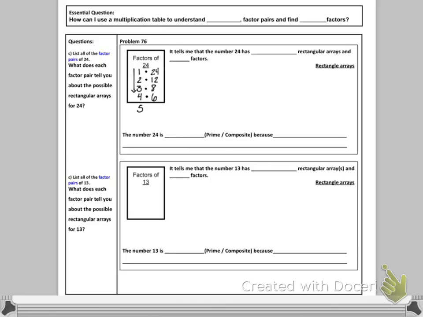After 4 would come 5. If you follow 5 over on your multiplication table, you will not find 24, so we are going to cross it out like this. 6 is after 5. This is how you know you're done. Whenever you have a number that repeats, because we already have 6 listed, we are automatically done finding the factors. We have found all of them.